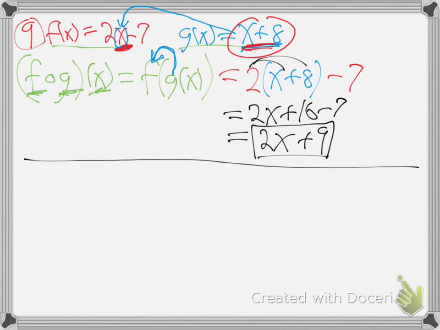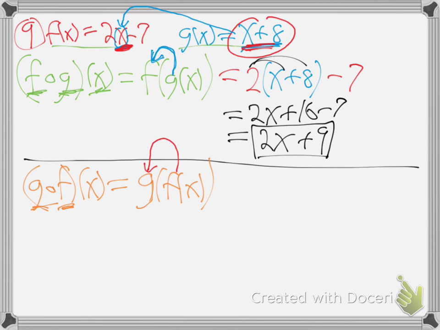Now in part 2, they want me to go the other way. They want me to find g of f of x. Now what does that mean? Again, keep the order the same. G first, then f. They want g of f of x. So this means now, remember it's always right to left, I'm going to put f into g. Just like here was g into f, now I'm going f into g.